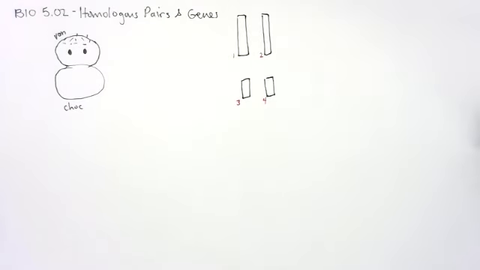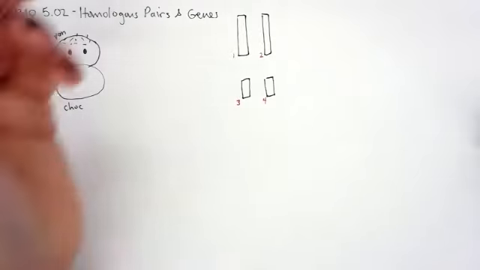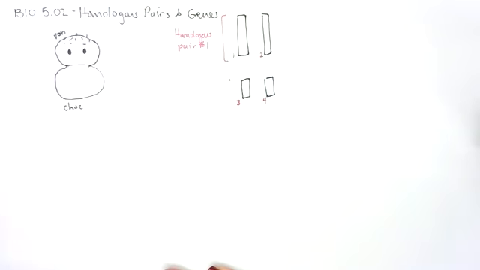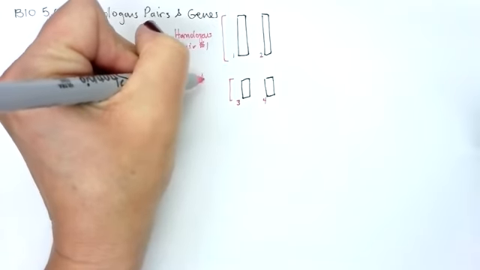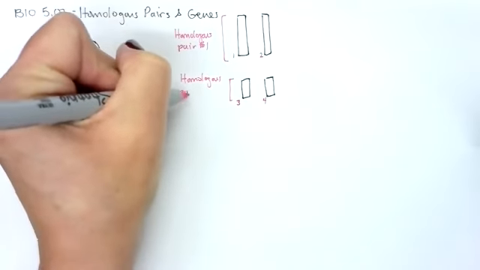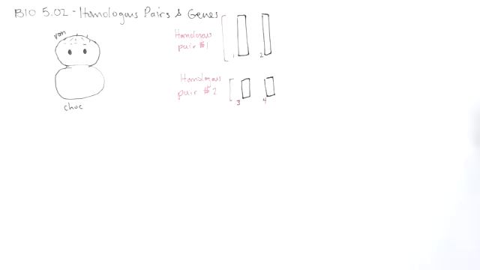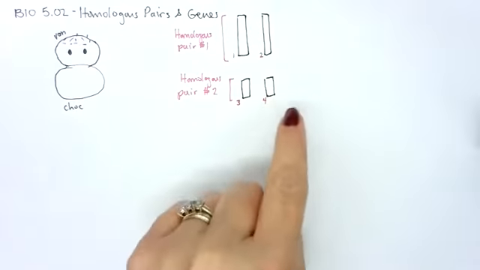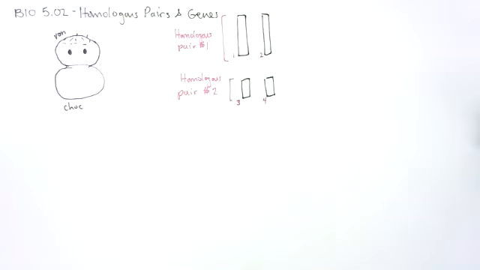But chromosomes 1 and 2 are a homologous pair. So these two are homologous pair 1. And second, I gotta fix my paper. This is homologous pair number 2. So as it turns out, there are sections on these chromosomes. Let's look at homologous pair number 1.